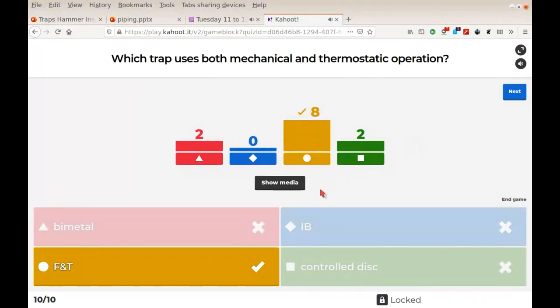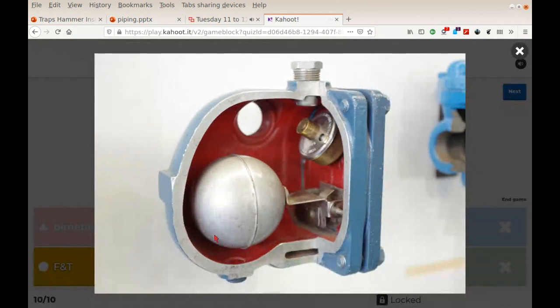F&T is just shorthand for float and thermostatic. So it has both a mechanical element that operates on the density difference between condensate and steam. As condensate builds up, the float rises up and discharges condensate. And as for the thermostatic element, there it is. It's sensing the presence of air or non-condensables, opening that and discharging it.